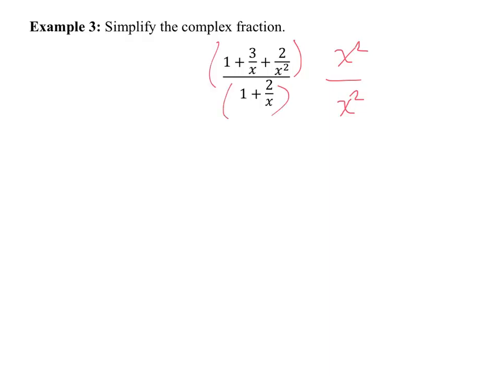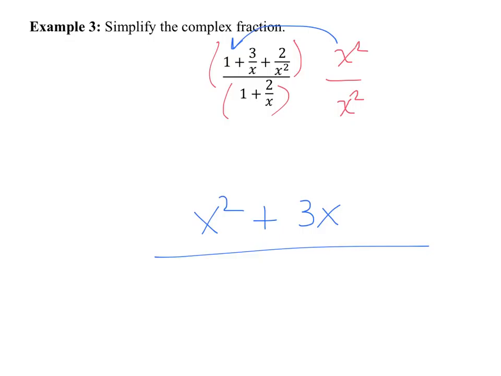Remembering to do this every time. What does that remind me to do? Distribute. Distribute. So distributing x squared to 1 makes it just x squared. Distributing x squared to 3 over x makes it 3x squared over x, which is just 3x.